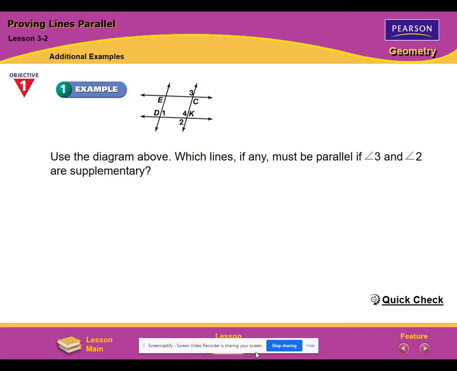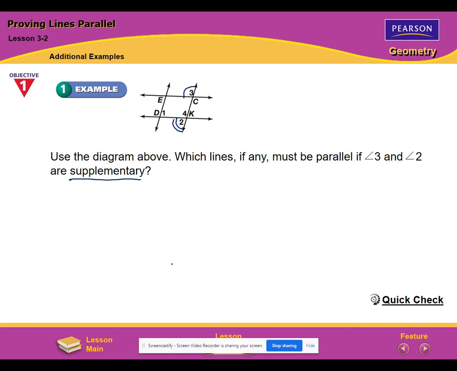This says, use the diagram, which lines, if any, must be parallel if angle 3 and angle 2 are supplementary. So look on the diagram and identify for yourself where angle 3 and angle 2 are. Okay? I'm marking them differently because they're not congruent. In fact, they tell us that they're supplementary. So 1 arc mark on this one, 2 arc marks on this one shows that they are probably a different measure. And can you classify those?